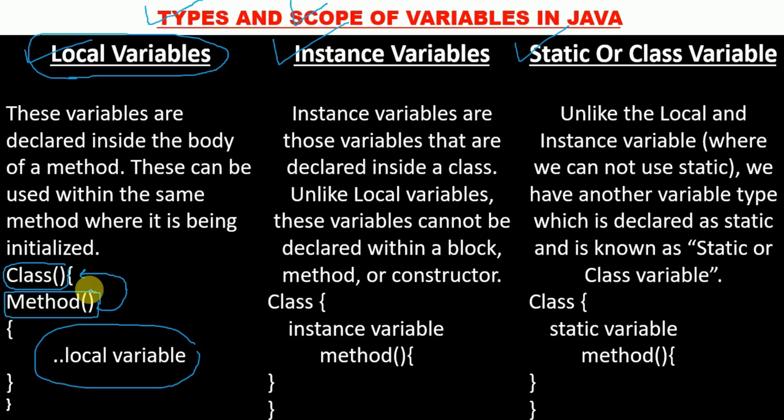Now, local variables are used just for security purposes. That means if I want to create sensitive information, I can create a method and inside the method I put this sensitive information so that it cannot be accessed anywhere. I hope this is very clear to you.